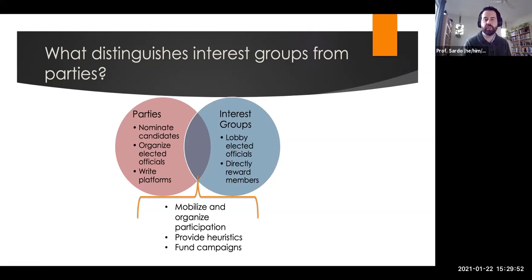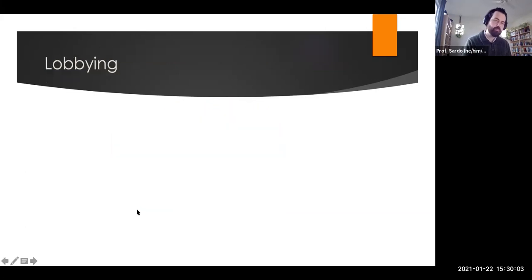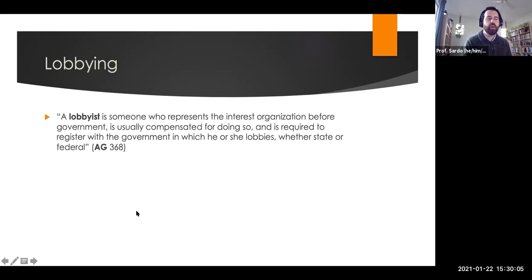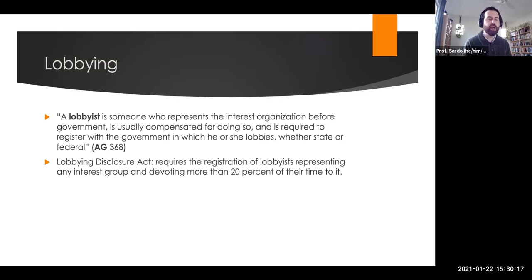They provide heuristics to simplify voting decisions for the public by endorsing candidates for interest groups or nominating candidates for parties. They also provide funding for political campaigns. So what is lobbying? A lobbyist is someone who represents the interest organization before government and is usually paid for doing so. And because they are paid, there are laws, notably the Lobbying Disclosure Act, that require that you have to be registered with the government that you are lobbying.